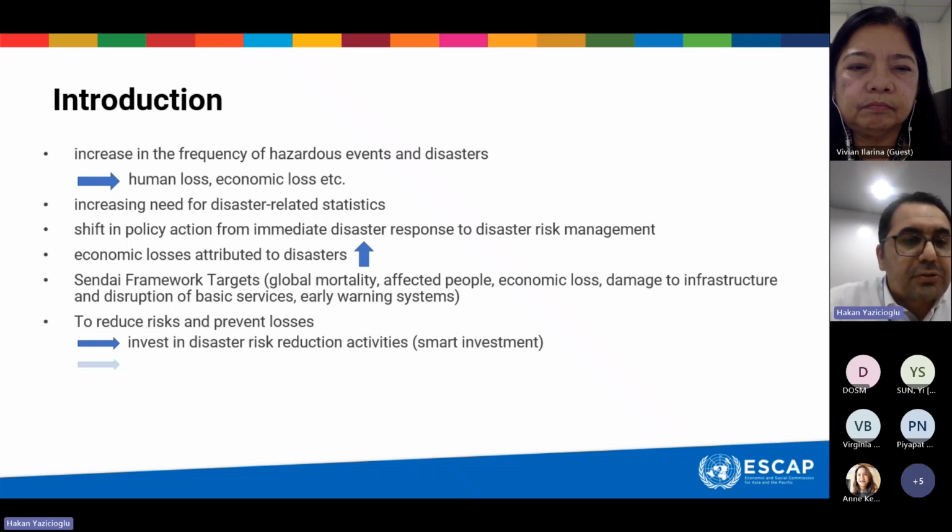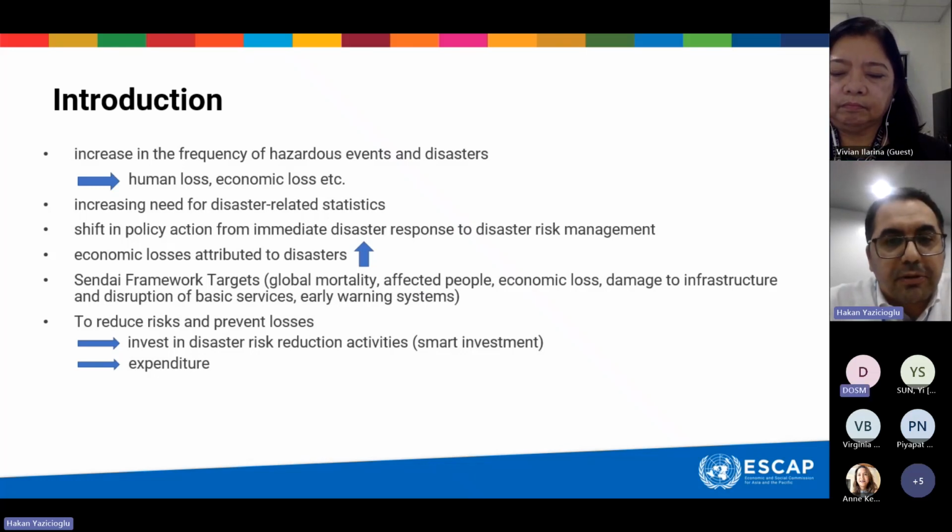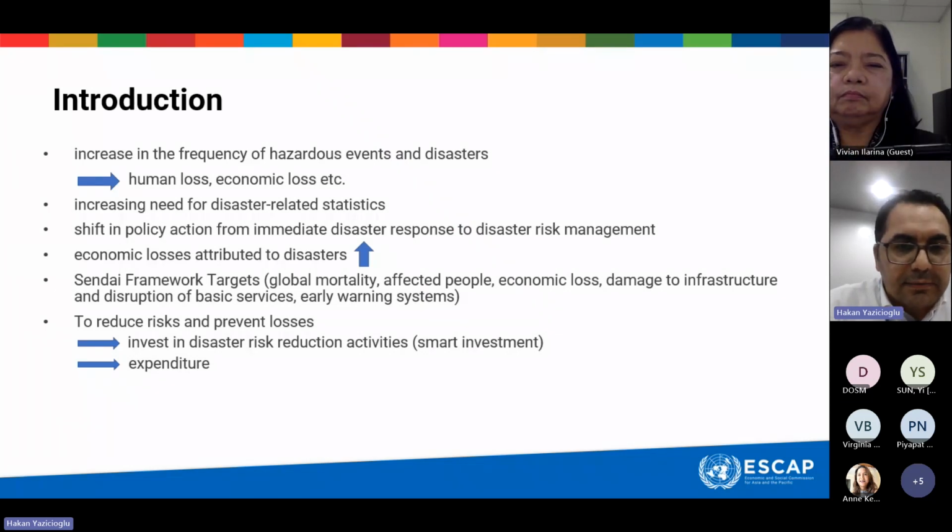It is simply that we should invest in disaster risk reduction activities. That means we should make expenditures, spend some money on this issue, which is also a smart investment because it saves lives, it prevents losses, and its returns are more than what we spent. So today's topic is the expenditures made on disaster risk reduction activities, and as I stress, we need to increase the production of related statistics.